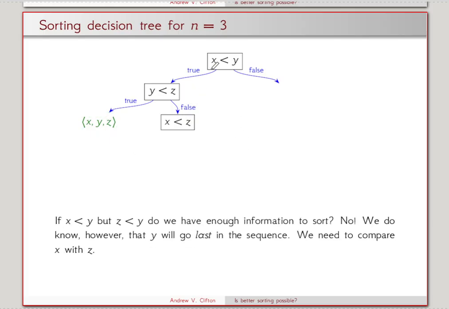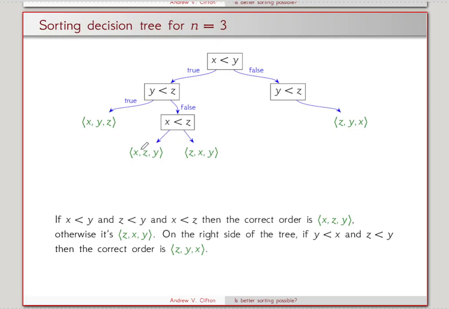If we go down here, though, if we know that x is less than y, but this one is false, that means over here we know that z is less than y. We don't yet have enough information. We know that y is going to come last. We know that y is greater than x and y is greater than z, but we don't know the relative order of x and z, so we have to compare them as well. Depending on how that goes, we either get xzy or zxy. Y is in last place in both of those.